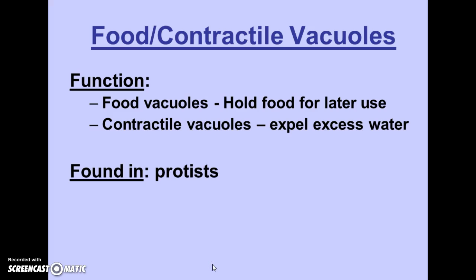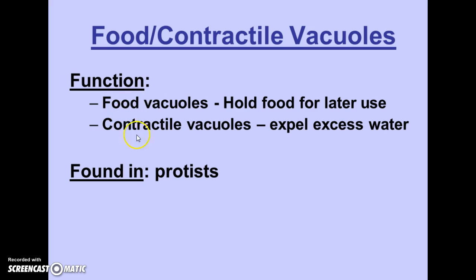The second type of vacuole is food vacuoles and contractile vacuoles. Both of these are found in protist cells because protists are single-celled living organisms. They're going to be eating things, and so when they eat food, it goes in through their mouth and they trap it in a little food vacuole or vesicle, a little pouch to just store their food. Okay, kind of like your pantry. It's not going to be digesting that food, it's just storing it for later.